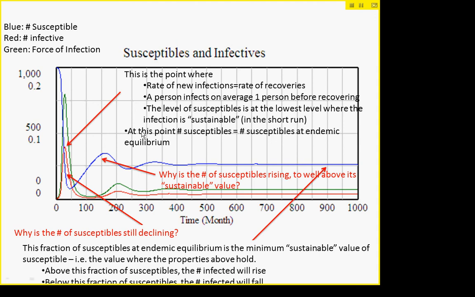But let me ask that. Why is it that the number of susceptibles is still declining after that point? After all, at this point here, where the blue is just over this gray line, if that's the point where each person infects on average one person, where the number of new infections equals the number of recoveries per unit time, why is it that the number of susceptibles drops after that point? Why is it still dropping?